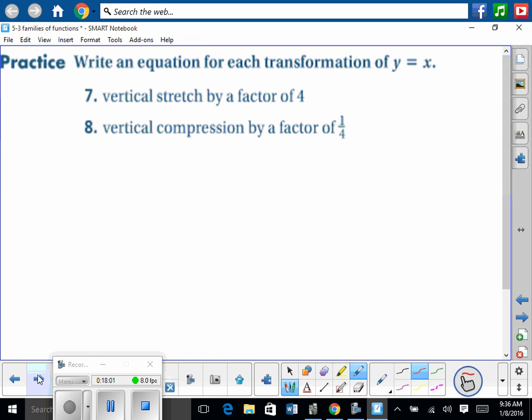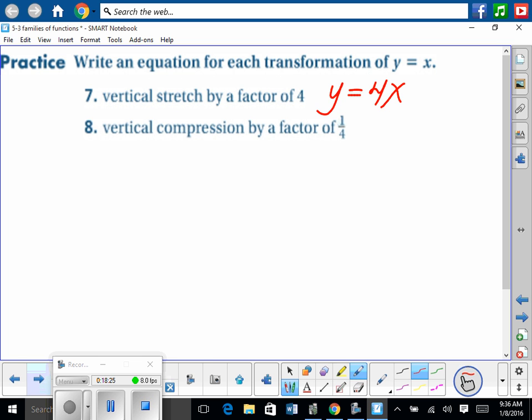Okay, so it says, write an equation for each transformation, y equals x. So it says, by a vertical stretch of a factor of 4. So we know stretch and compressions are what's being multiplied to your function in front. So we're going to have y is equal to 4x. It's that easy. Isn't 4 being multiplied to x? So that's a stretch.